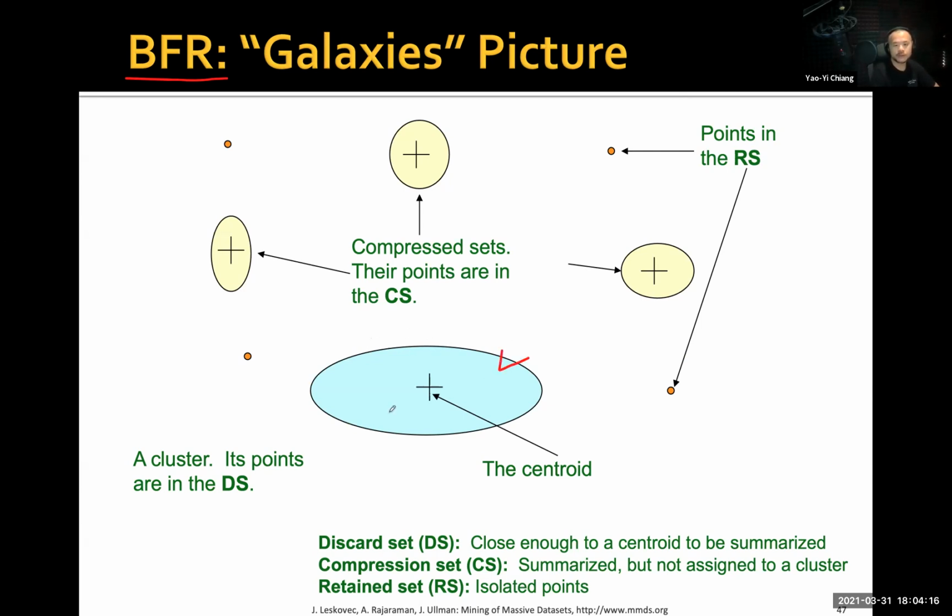Like this one, this is your DS. These are the data points that are close to a cluster center. And these are your CS. These are the data points that are close to each other, but not close to a cluster center. So you summarize them, summarize them, summarize them, and you throw away the original data points.